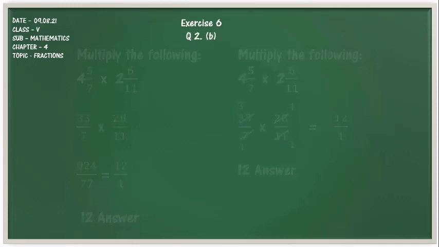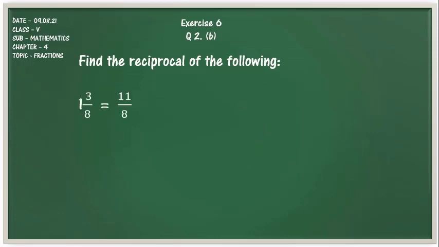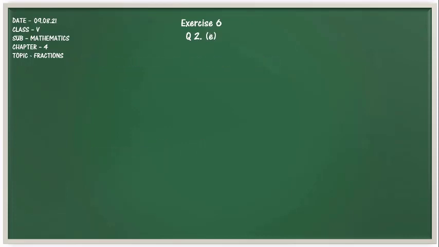Exercise 6, question number 2, B. Find the reciprocal of the following. 1 whole 3 by 8. The first step is to change this fraction into an improper fraction. So by changing this fraction into an improper fraction, we got 11 by 8. 1 whole 3 by 8 can be written as 11 by 8. Now the reciprocal of 11 by 8 is equal to 8 by 11.